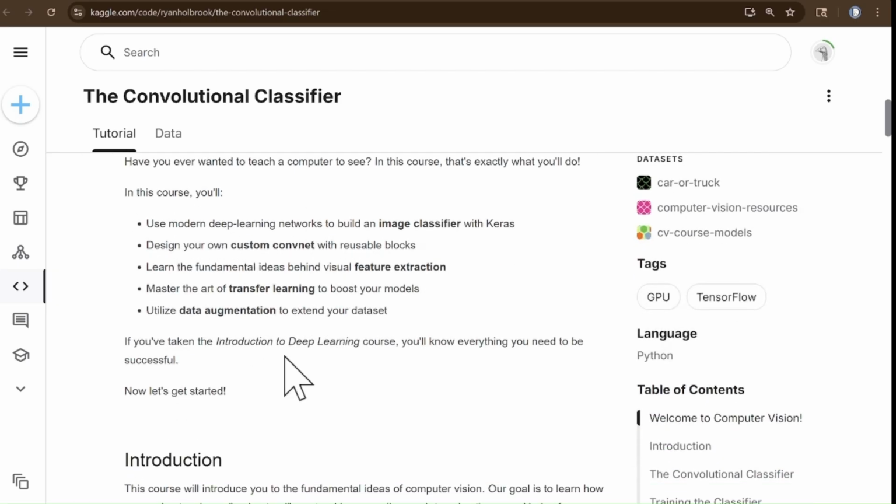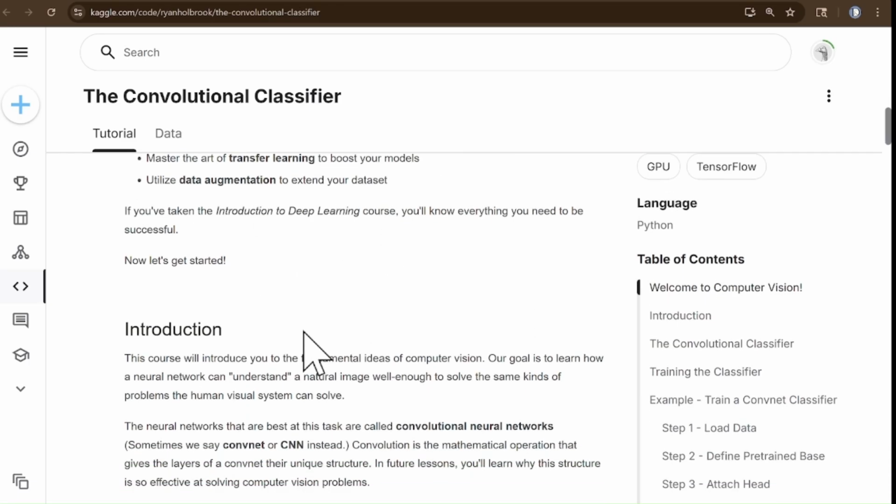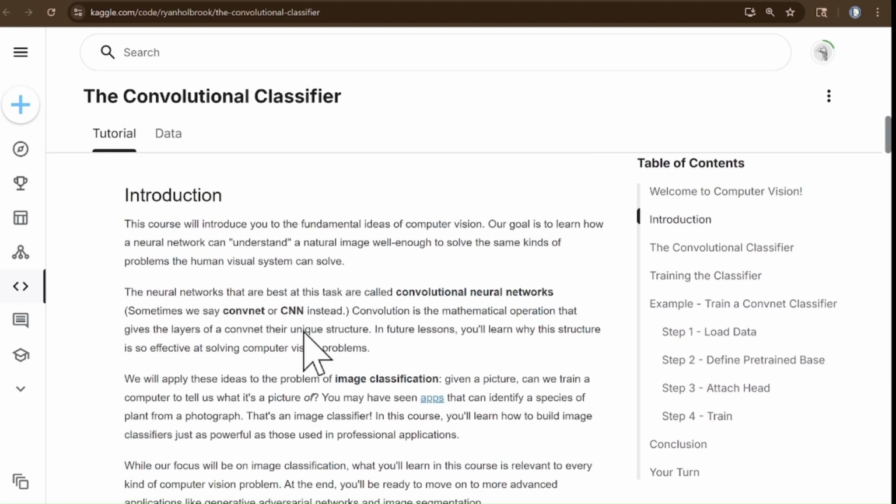Okay. So these things you are going to learn, and if you have taken the introduction to deep learning course, then you know everything you will need to be successful. I hope you have done this. I also explained this course. Okay. Otherwise it will be difficult for you to understand. Basic deep learning concept is required.